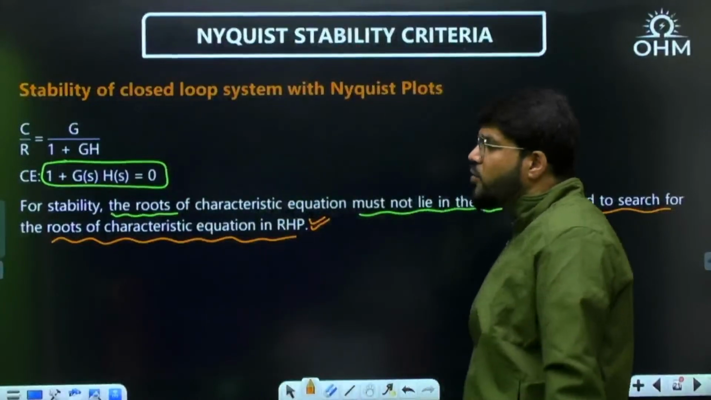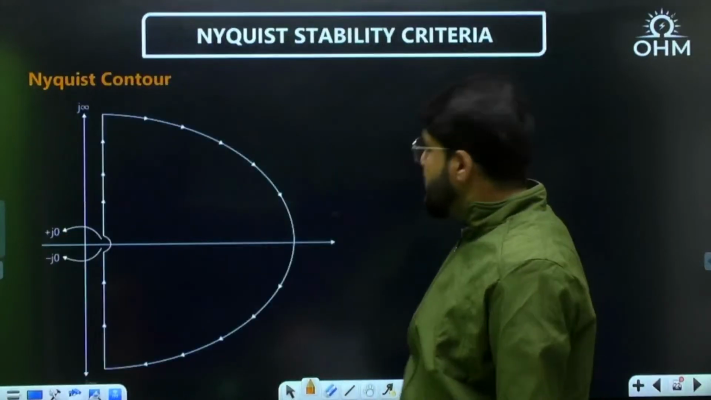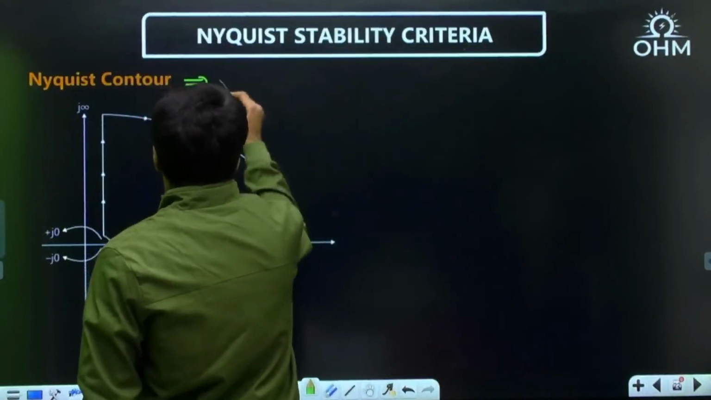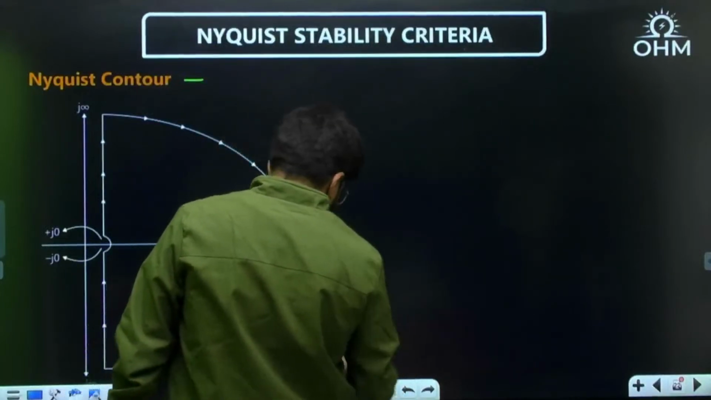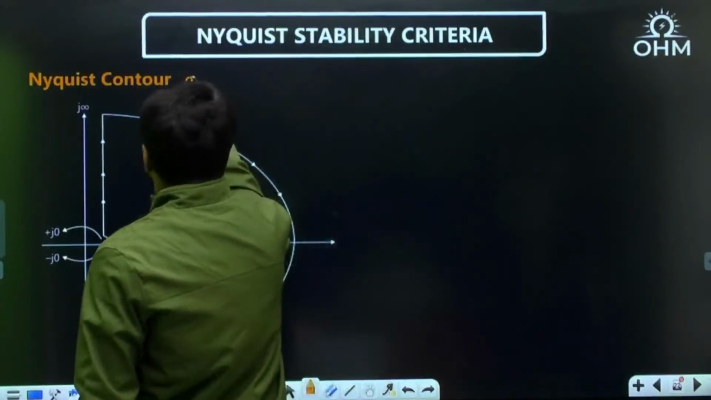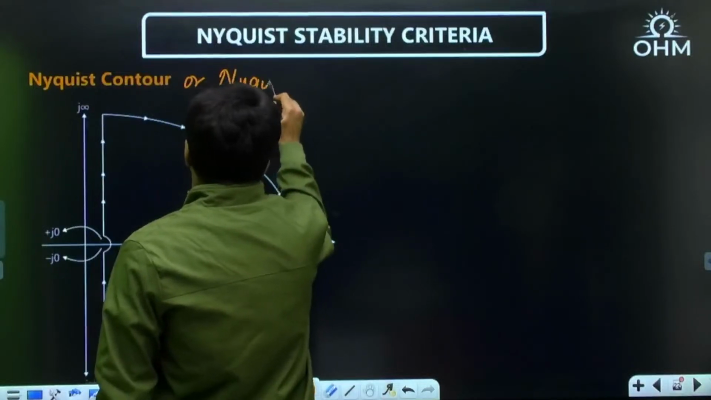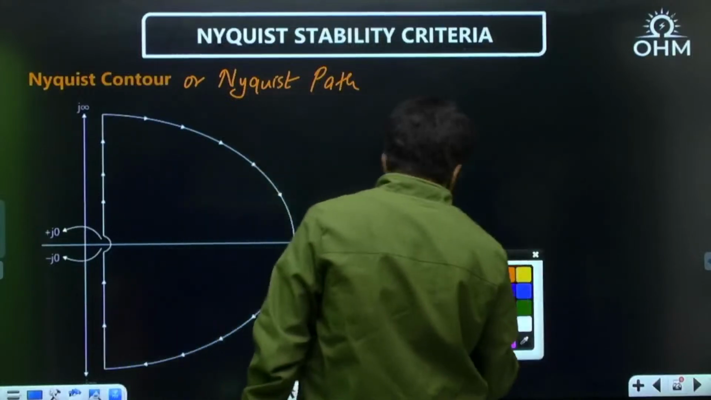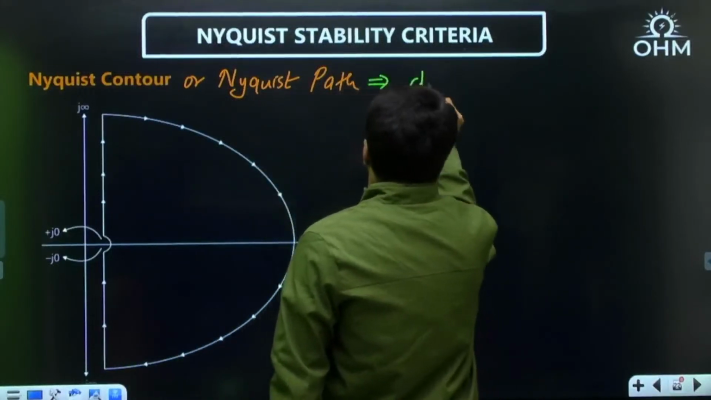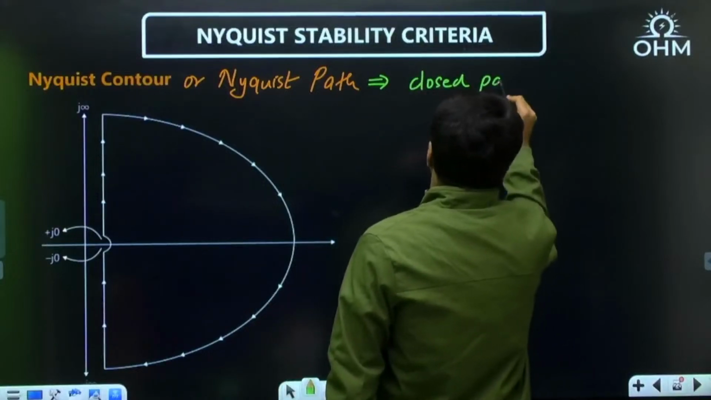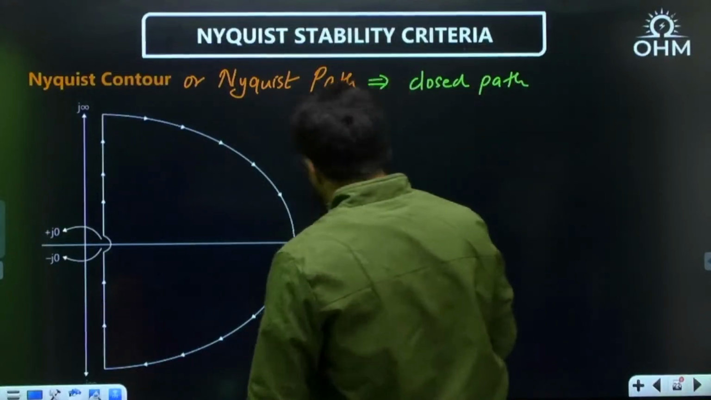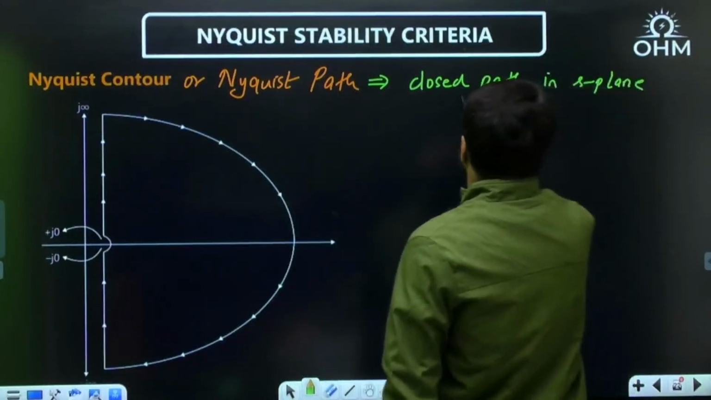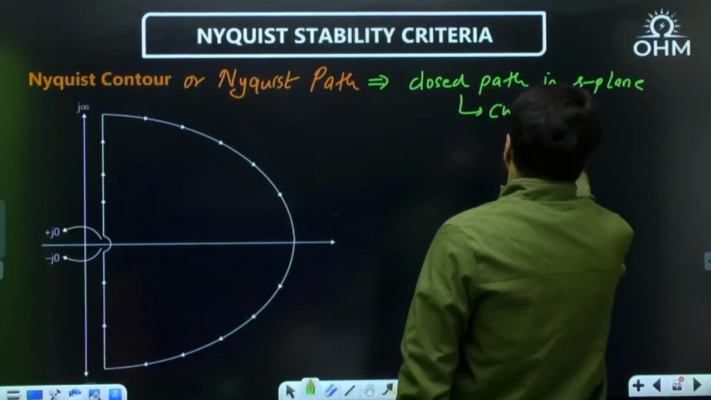What I do, I now take again a closed path in the S-plane. Let me define this Nyquist contour, also known as the Nyquist path, which is the closed path in the S plane. Again I'm mentioning, this closed path may be clockwise or anti-clockwise.